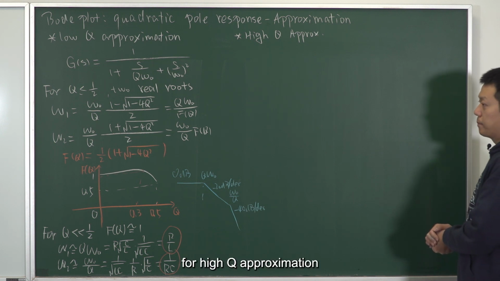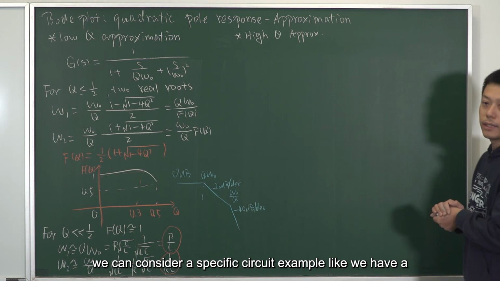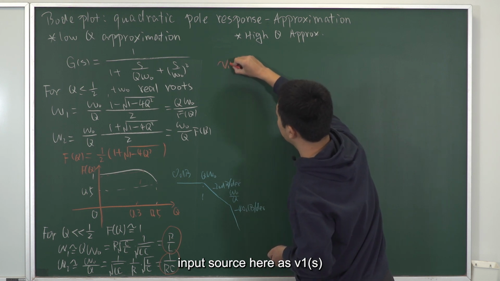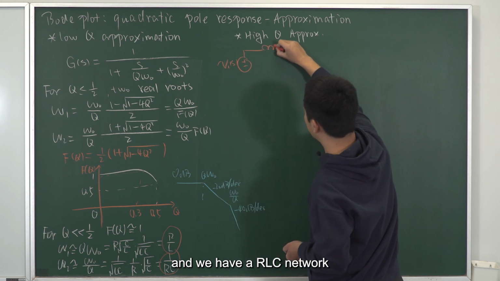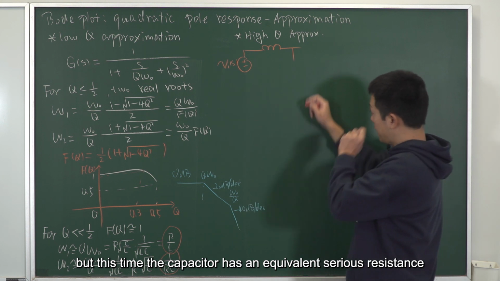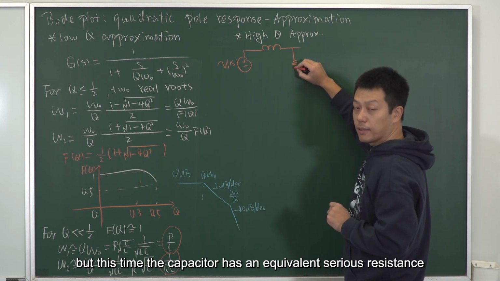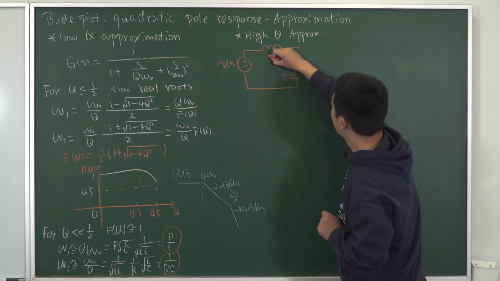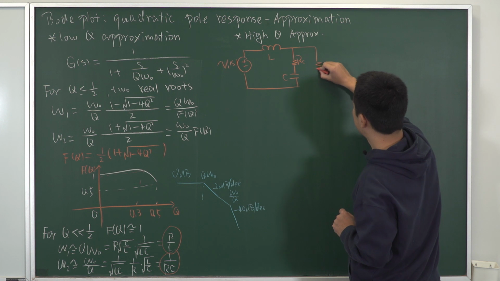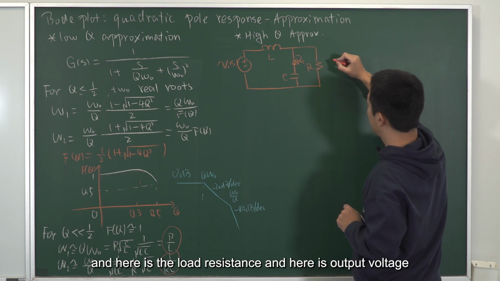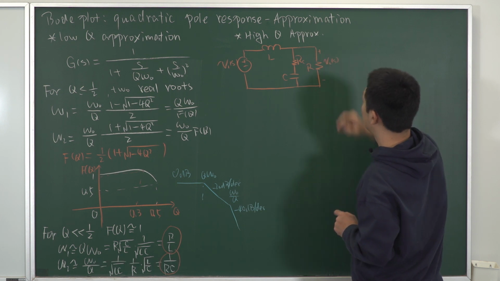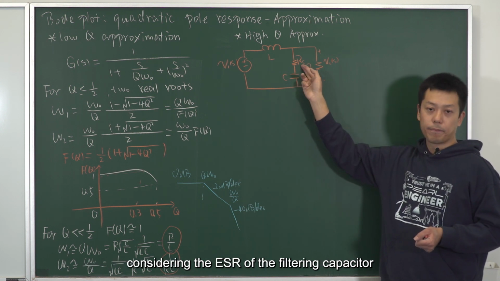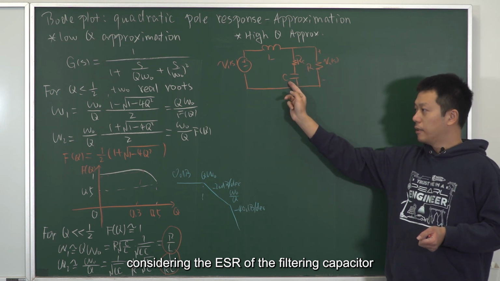For high Q approximation, we can consider a specific circuit example. We have an input source V1S and an RLC network, but this time the capacitor has an equivalent series resistance, RC. Here is the load resistance, and here is the output voltage. So this is like the output stage of a buck converter, considering the ESR of the filtering capacitor, right?